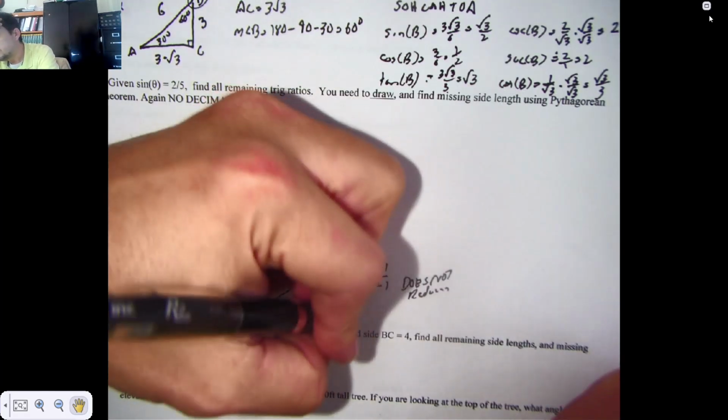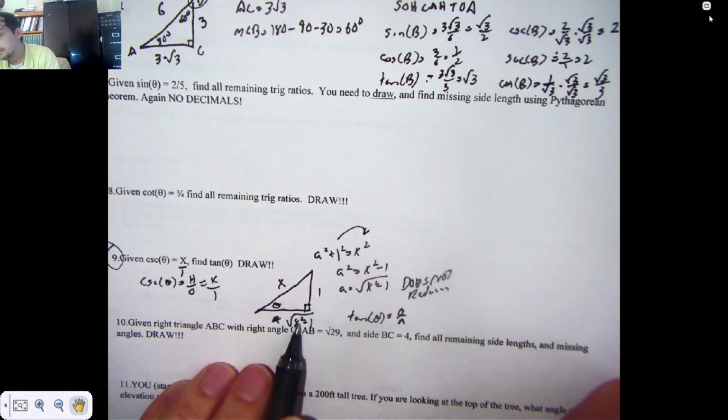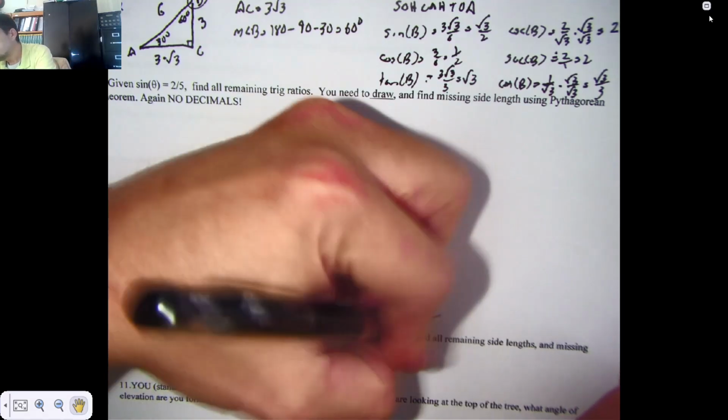Now your job is to find the tangent ratio, tangent being opposite over adjacent. Opposite is a 1, and that's the adjacent. This stuff is easy.